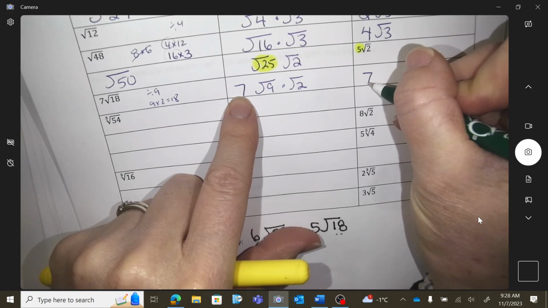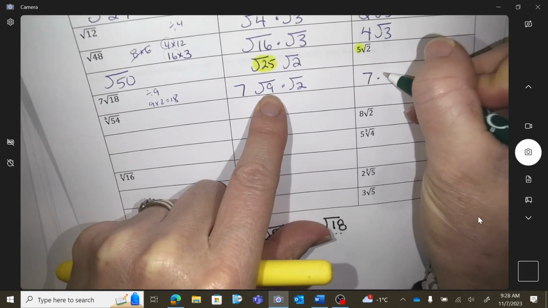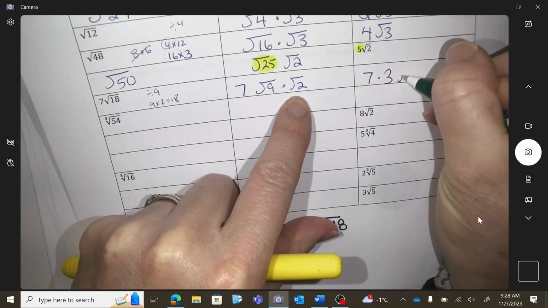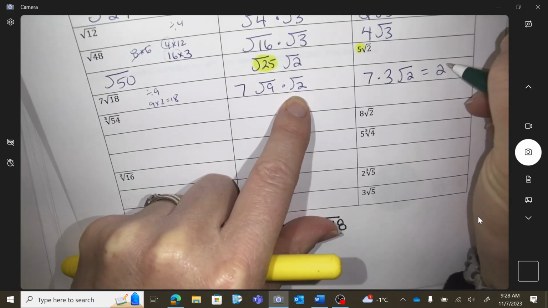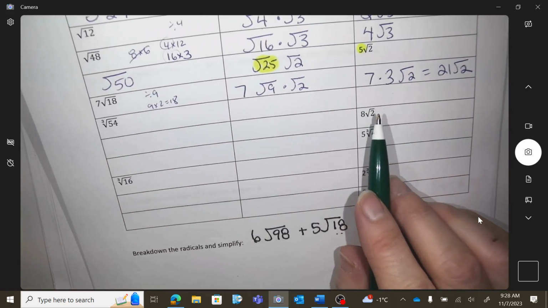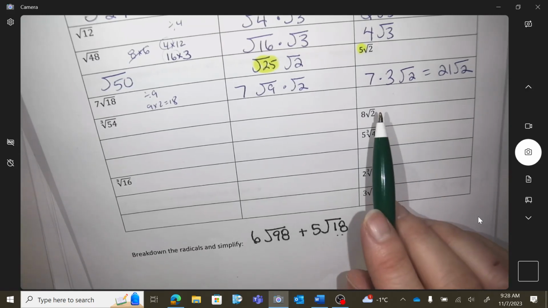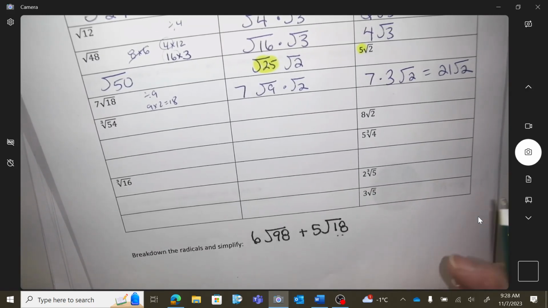So there's a 7 there. The square root of 9 is whole number 3. So now I'm just attaching the 7 to the whole number, the coefficient part. Okay, so that's the only added step in there.